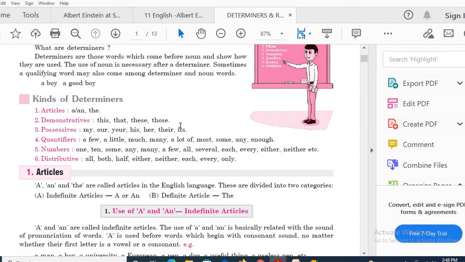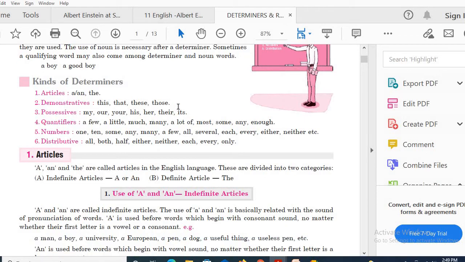Now the kinds of determinants: articles, demonstratives, possessives, quantifiers, numbers, and finally distributives. So these are the 6 categories in which determinants are divided. Articles are the lengthiest one in this context. We know that a and an are indefinite articles, and the is definite. Then demonstratives: this, that, these and those. Possessives like my, our, your, his, her.